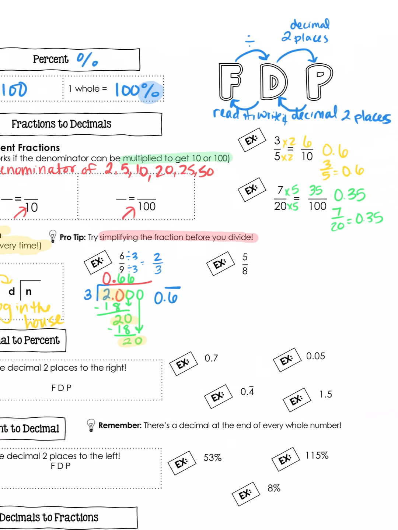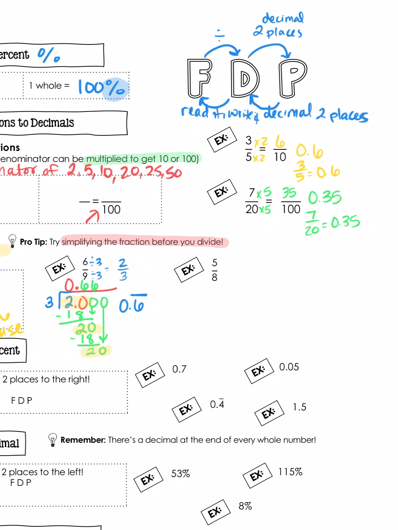This next one, 5/8. Again, I can't make that equal to 100, so I have to divide. So I'm going to do 5 divided by 8. 8 doesn't go into 5, so I put a 0. And then I'm going to add a decimal, and I bring that decimal straight up. 8 goes into 56 times, which is 48. I subtract and I get 2. I add a 0, bring it down. I don't stop. I can keep going. I'm not getting the same numbers.